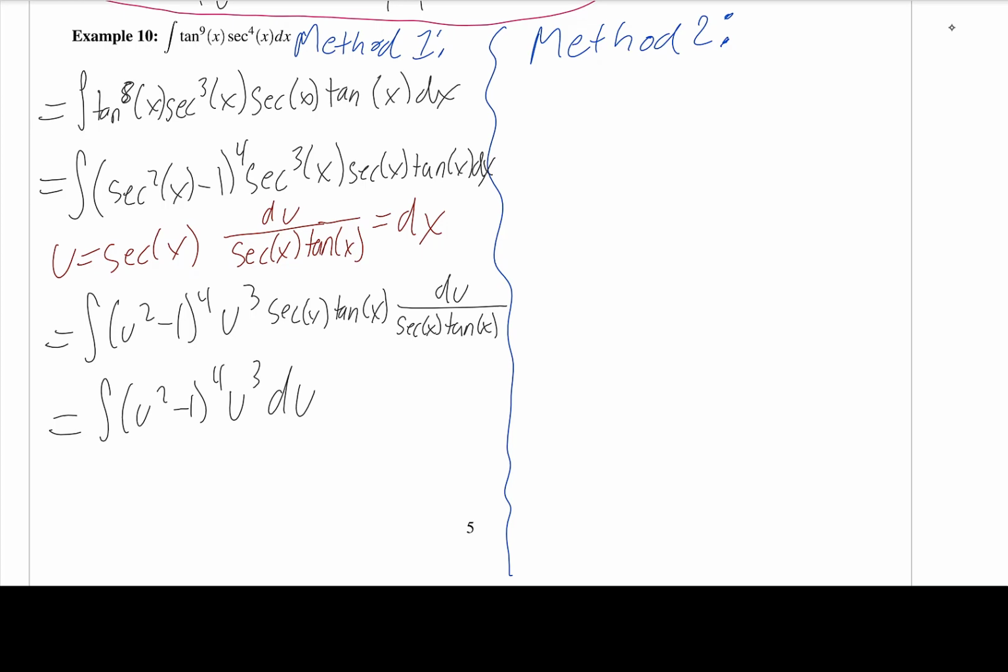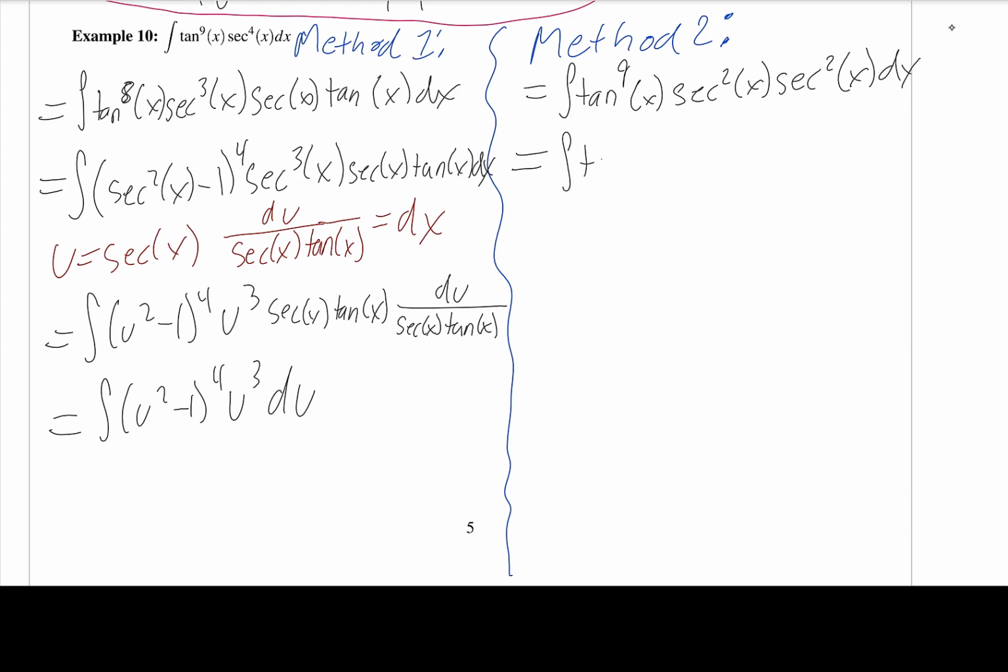So, instead, what I propose is that we sit back and enjoy method 2. Method 2 is where we factor out the secant squared of x. So we change our integral, so this will be tan to the 9th of x, and we get secant squared of x, secant squared of x, dx. And then we try to change as many of these into tangents as we can, except we leave one of these alone.